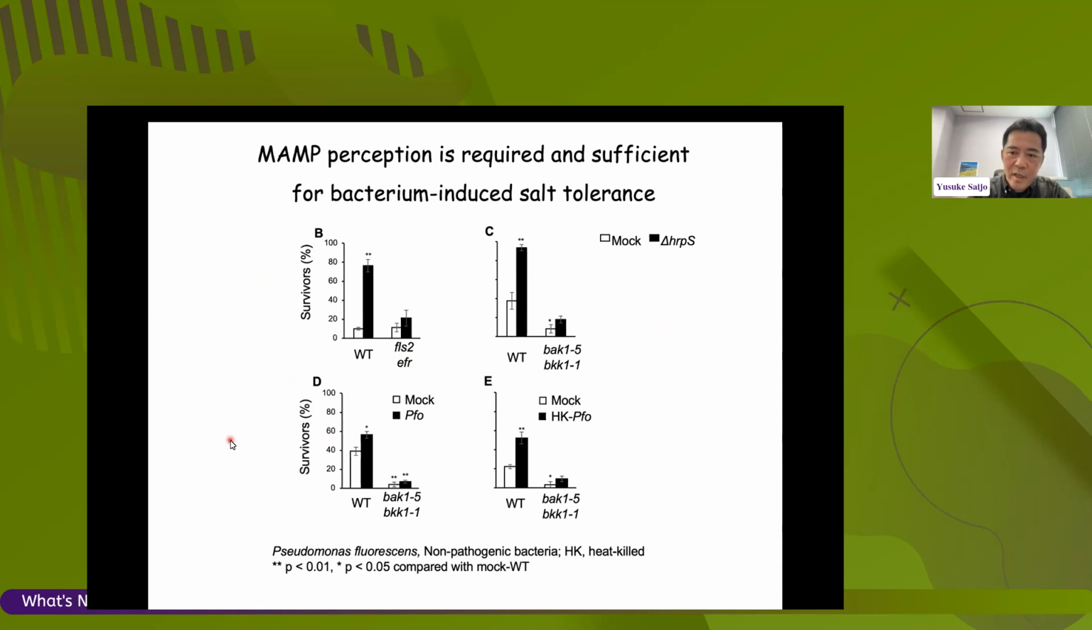And furthermore, we obtained evidence using another non-pathogenic bacterium, Pseudomonas fluorescens, and this bacterium also induced the PTSD in a manner dependent on the cognate pattern co-receptors BAK1, okay? And then importantly, we further showed that even heat-killed bacteria is sufficient to induce PTSD through this BAK co-receptor. So providing, I think, solid evidence that the perception of these non-pathogenic bacteria, likely through pattern receptors, is required and sufficient to trigger salt tolerance when plants are exposed to these bacteria.